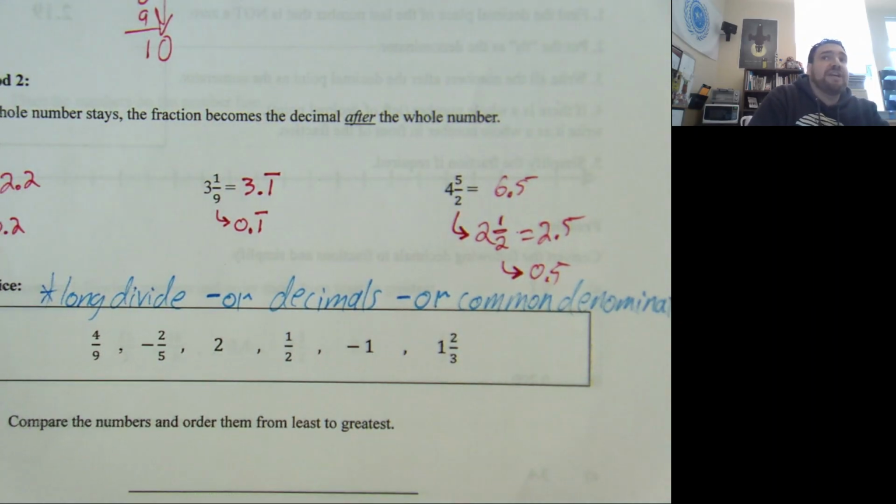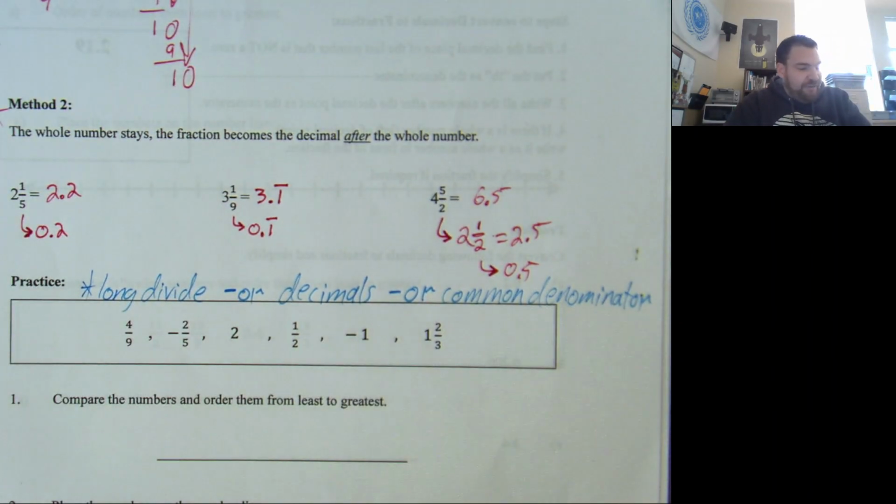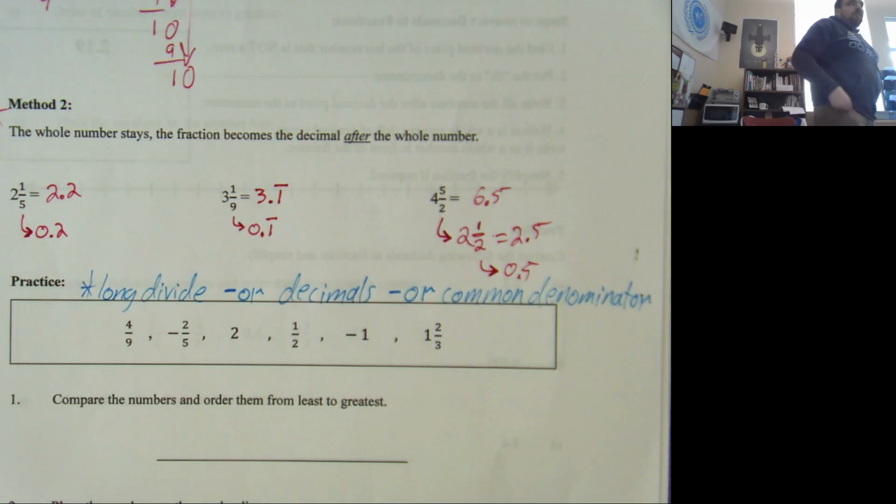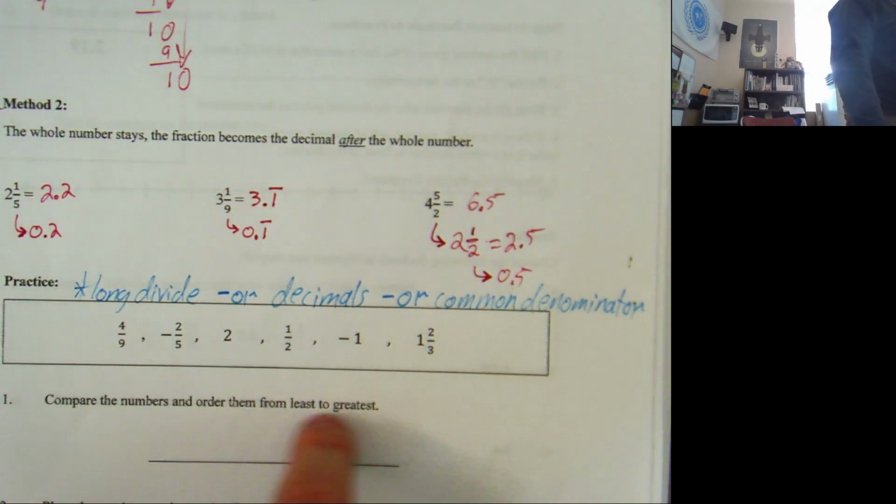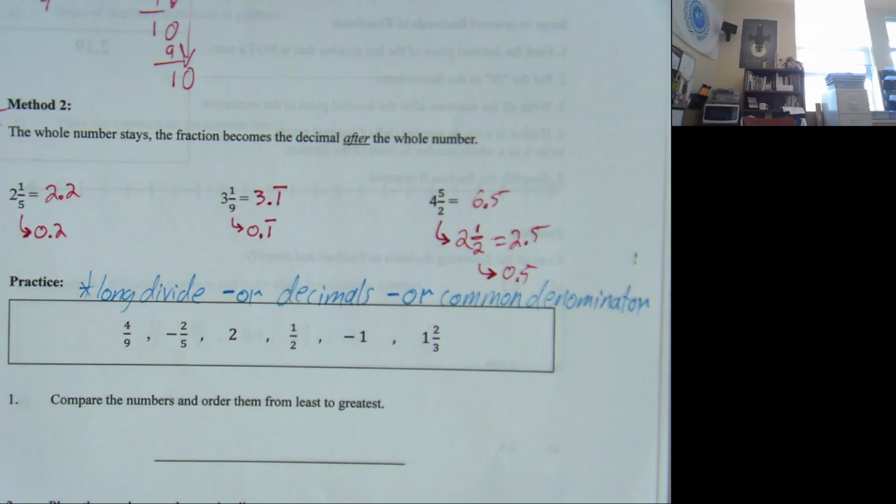I don't care which technique you choose to use. If you want to long divide everything, go nuts. You want to common denominator everything, cool. But I would recommend that you pick whichever technique is going to give you the least amount of work. And for a question like this, converting everything to decimals is the way to go. So, do that. I want you to put those numbers in order, not on the number line, but right here. Convert them all, put them in order. Go.